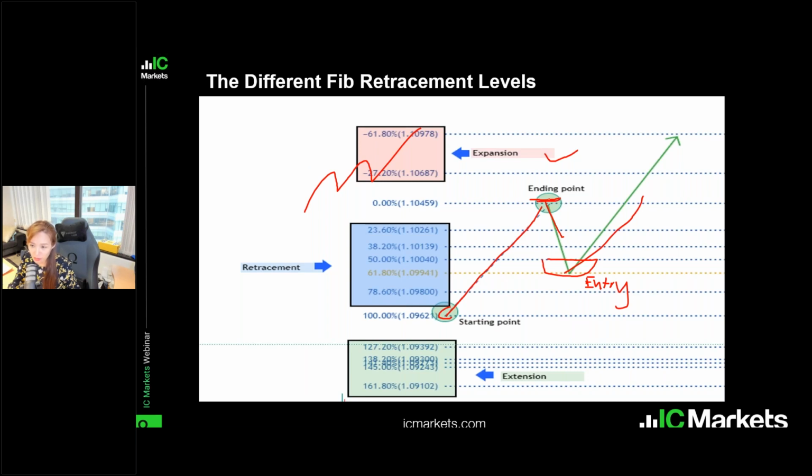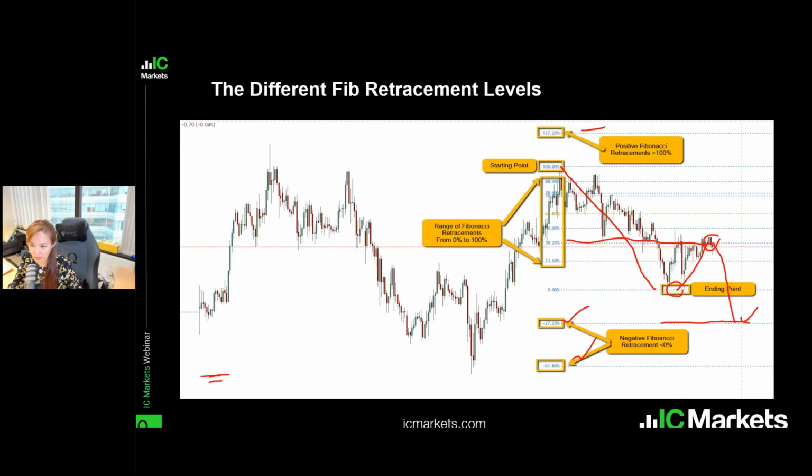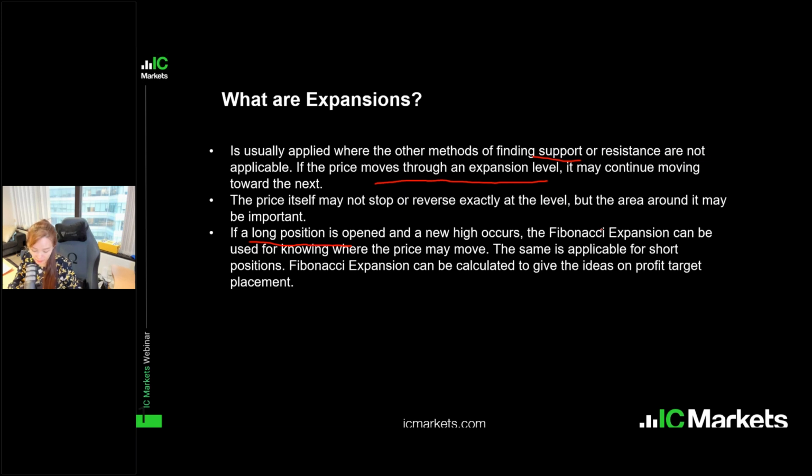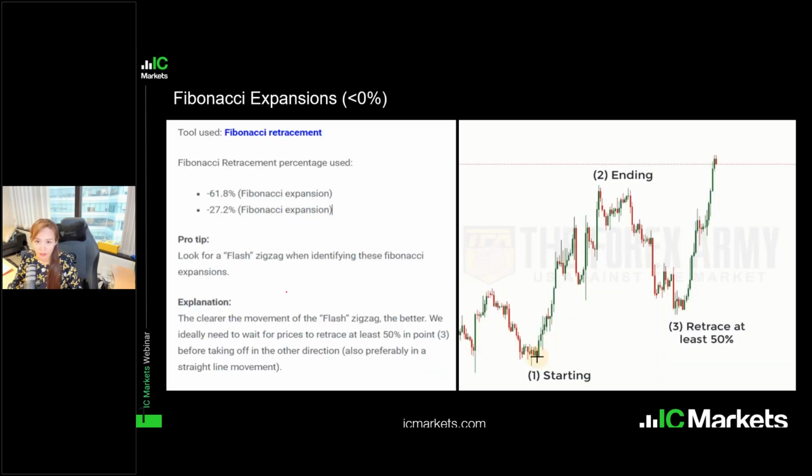After that, you know that price has already retraced from here and starts to go above your recent high. That's why you need to find expansion. Usually price will respect either negative 27.2% or negative 61.8%. This is how we use Fibonacci expansion, and it can also give you an idea on your profit target placement as well. So this is what I mean by Fibonacci expansion.